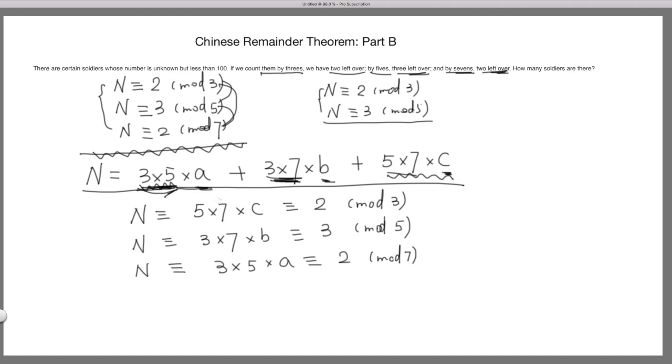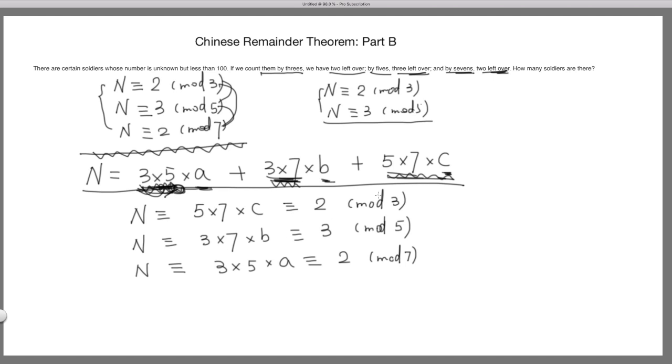Okay, now you see why I construct this number in this way. I'm taking the product of all the numbers except one, and that coefficient is going to determine the congruency when divided by that number. So 3 times 5 is going to determine the congruency when divided by 7, and 3 times 7 is going to determine the congruency when divided by 5, and 5 times 7 is going to determine the congruency when divided by 3.